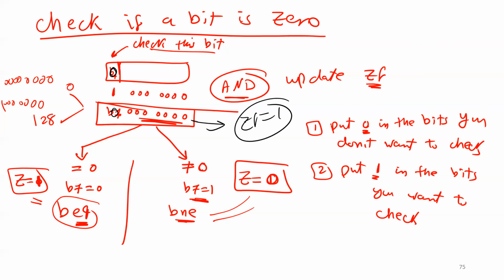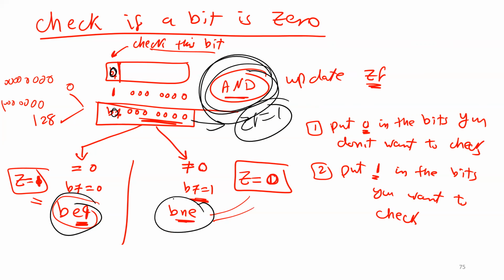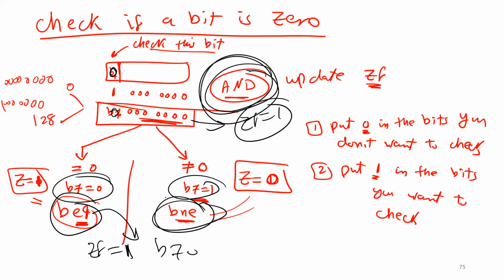Is that okay? So all I'm going to do after I use logic AND, I'm going to use branch if equal or branch if not equal. So this one is going to branch if the 0 flag is 1, which means bit 7 is 0. However, if you want to branch if bit 7 is 1, you have to use this one. Any questions?